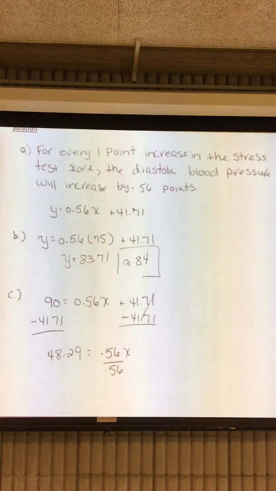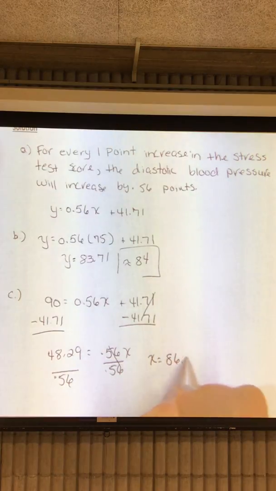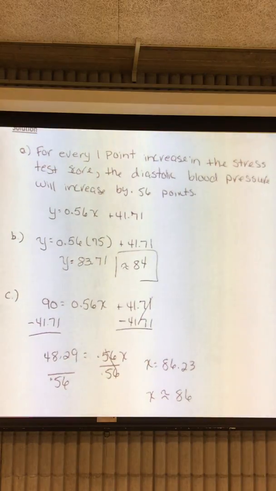Divide both sides by 0.56. So x is 86.23, which is approximately equal to 86. So the blood pressure of 90 will give you a stress test score of 86.